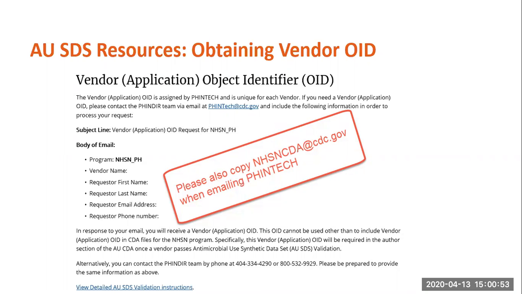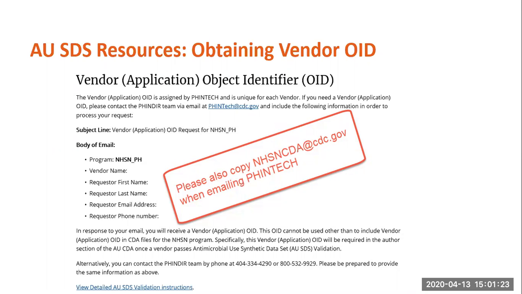The NHSN application uses the facility OID to identify the facility in each CDA file so that the data can be uploaded into the appropriate NHSN facility. NHSN uses the vendor OID to track the SDS validation status of vendors and their software. Both OIDs will be needed on the AU CDA files. Please continue to include facility OID as you have been doing in that section of the AU CDA.